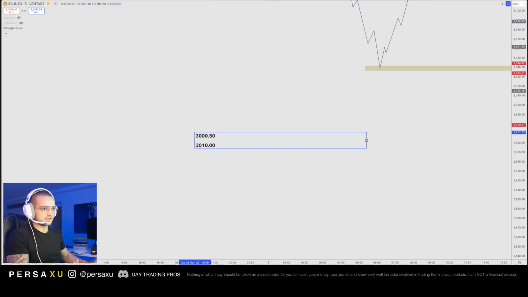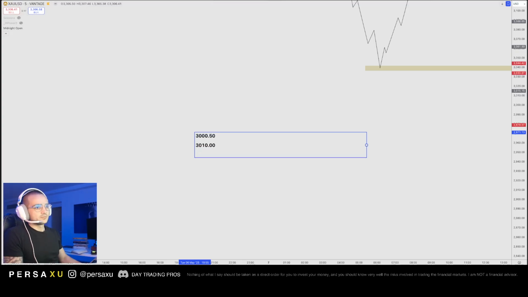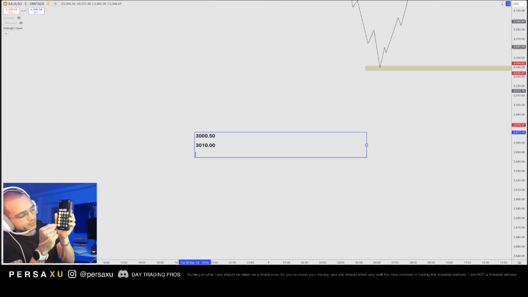It's not a crazy increment. It's a reasonable target within one session. So the way I would do this is I grab my calculator and I write the price without the period. So that would be 3,000.50, but I don't write the point. It just ends up saying 300,050 minus 3,010.00. That would be 301,000. It gives me a 950 point difference.